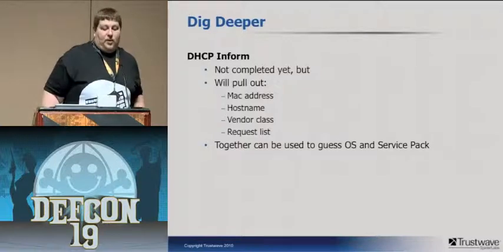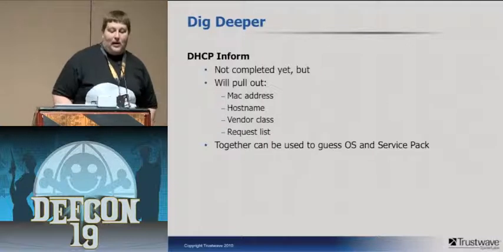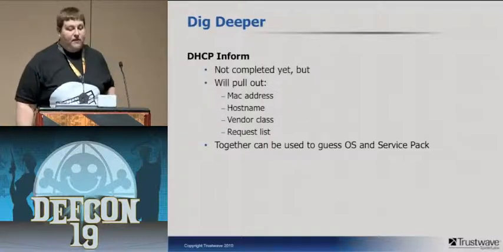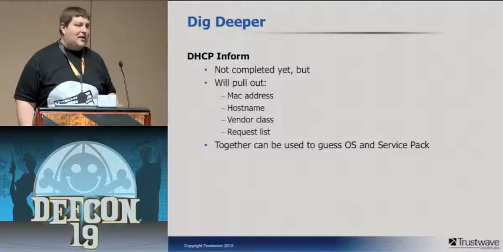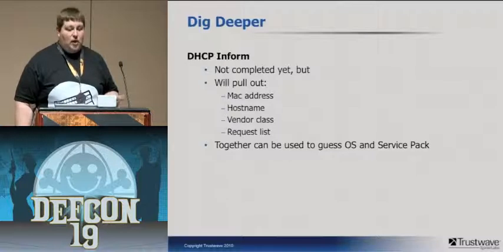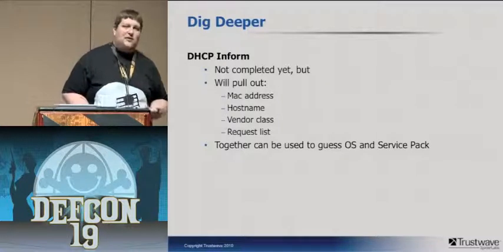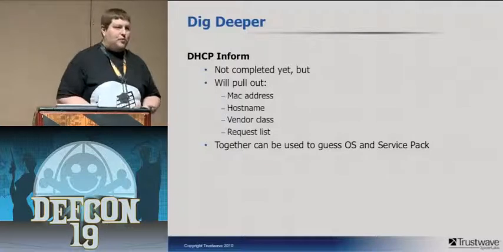DHCP inform. There's a couple more things that I want to do with this, but for right now it'll pull out the MAC address, host name, the vendor class and request list. Where vendor class and request list come in handy is each different version of Windows and many of the different versions of Linux have the vendor class and request lists in different orders. Through using these two things together, we can fingerprint the host pretty effectively.